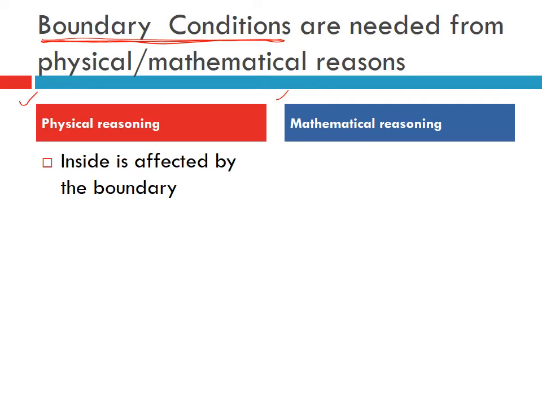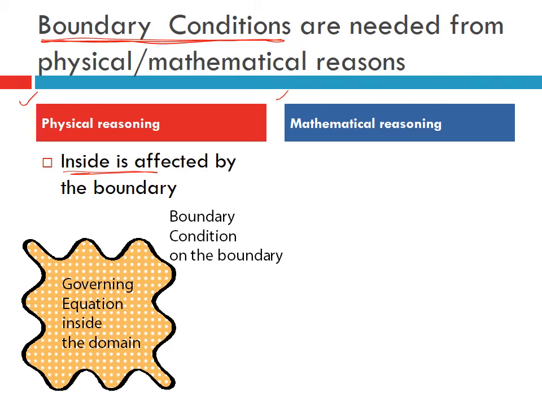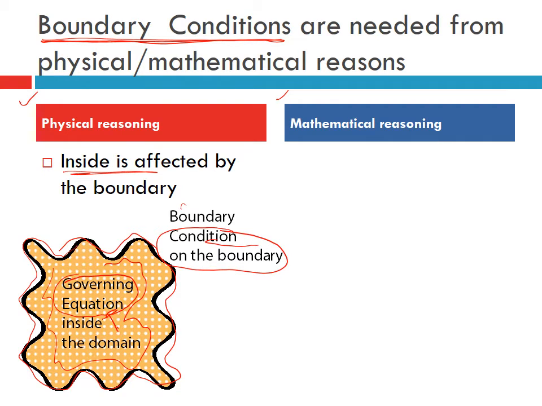Of course, physical reasoning is kind of obvious. What happens inside a domain? If I want to calculate temperature inside the domain, it is of course affected by what goes on at the boundary. And so to solve the governing equation inside to get temperature, we have to somehow relate to the conditions at the boundary.